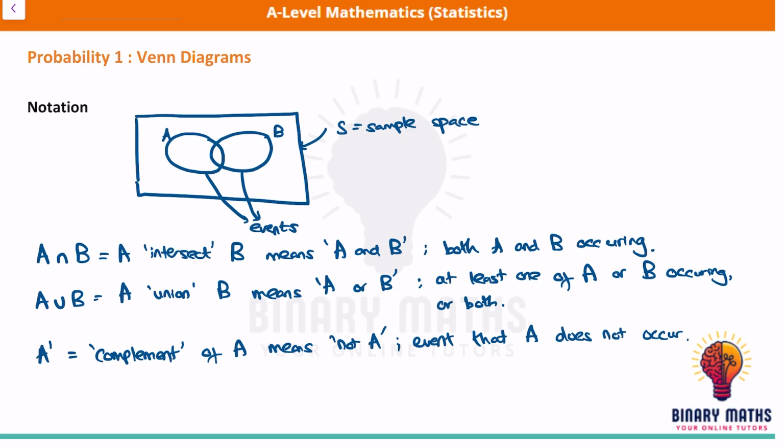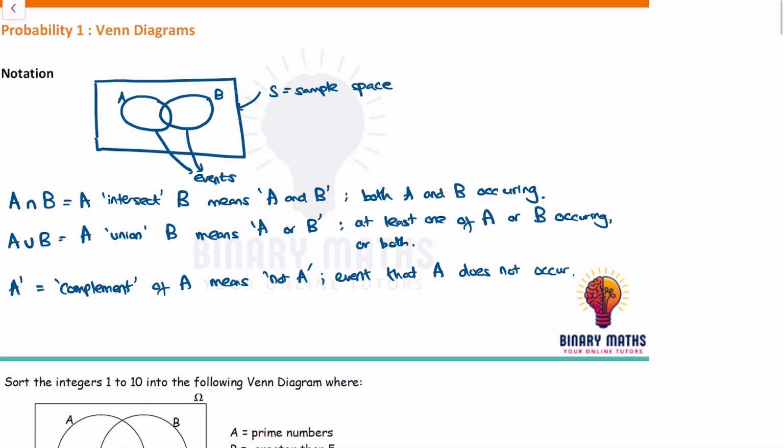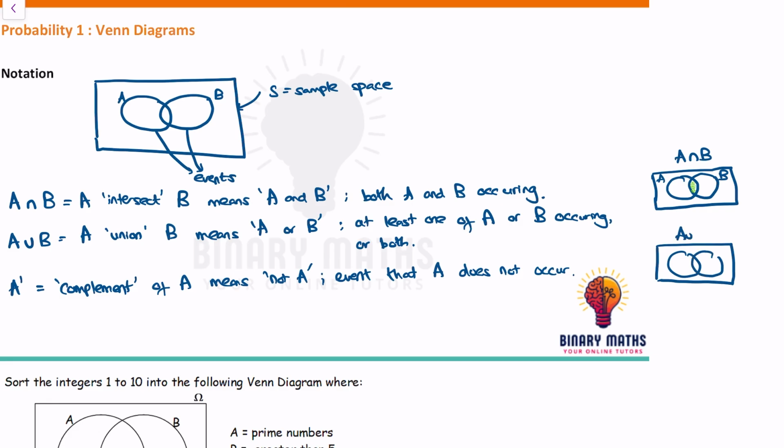So if I have to draw these notations as a Venn diagram, if this is A and B, then A intersect B is both A and B happening, so it'll be this part in the middle. So this is A intersect B. Okay, A union B is A or B or both. So all these three parts are included.